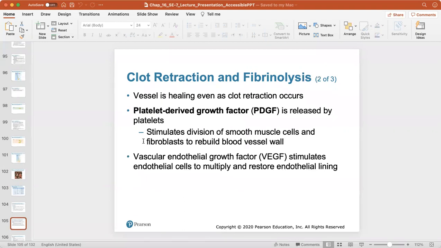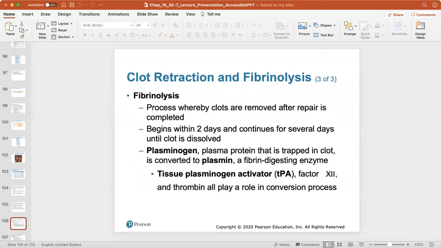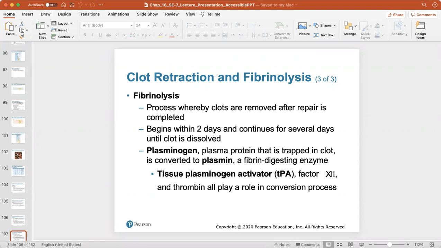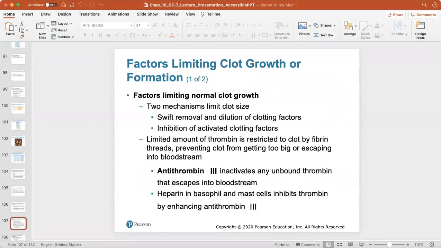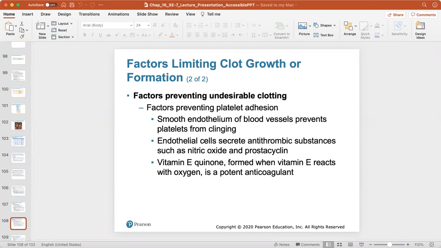Platelet-derived growth factor is released by your platelets. And then we have fibrinolysis, which is a process whereby clots are removed after the repair is completed. Factors limiting normal clot growth, and factors preventing undesirable clotting.